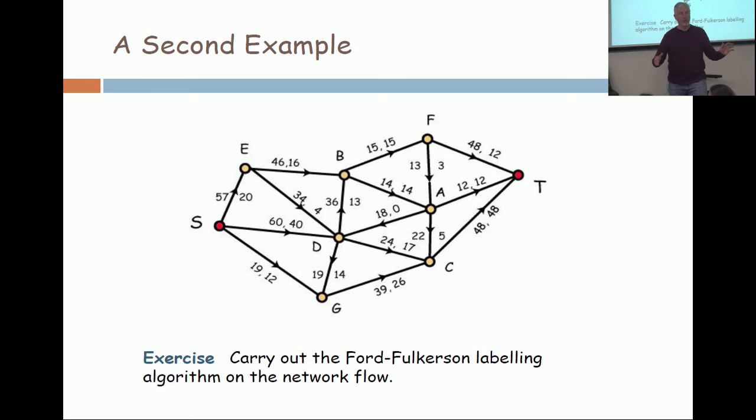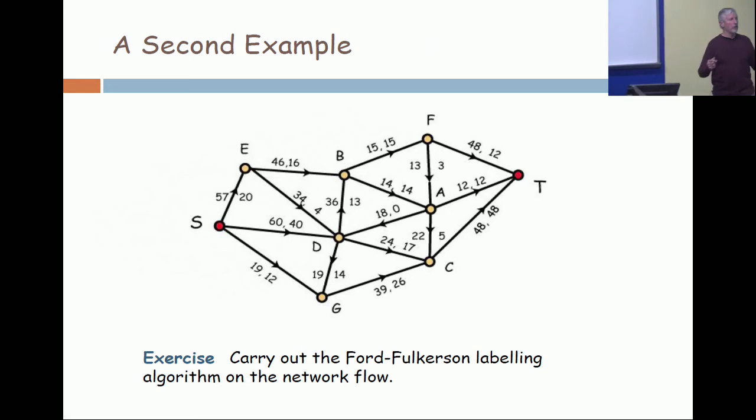So you only look for edges linking labeled vertices and unlabeled vertices. Forwards or backwards, that's okay. You're finding augmenting paths that use the minimum number of edges, without regard to direction, and without regard to capacities.